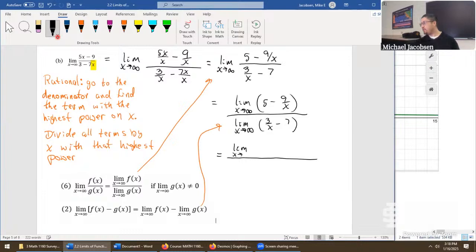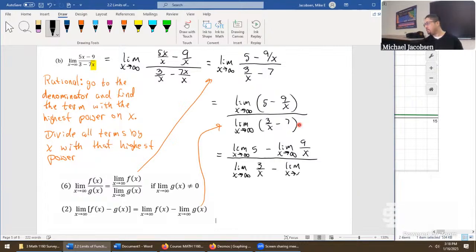But it turns into this now. Limit as x goes to infinity of 5 minus limit as x goes to infinity of 9 over x. So that handles the numerator. Now for the denominator, same idea. Limit x goes to infinity of 3 over x minus limit as x goes to infinity of 7.